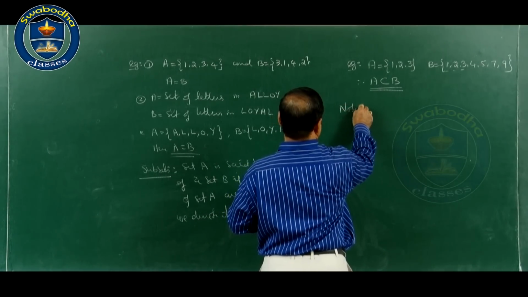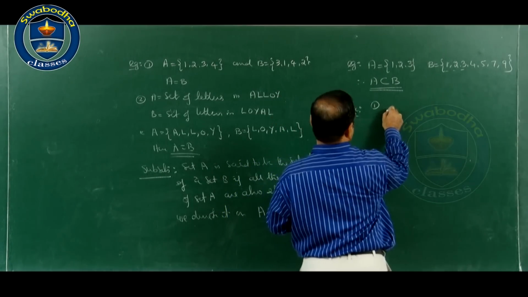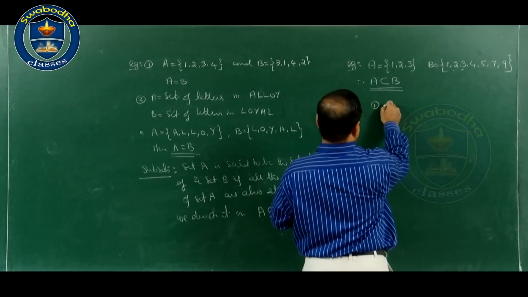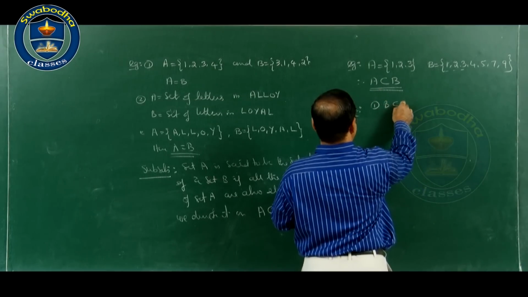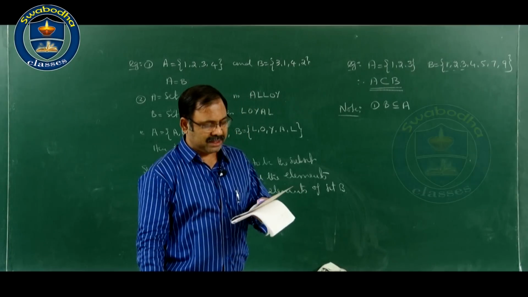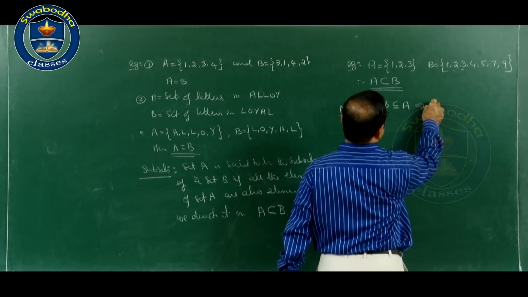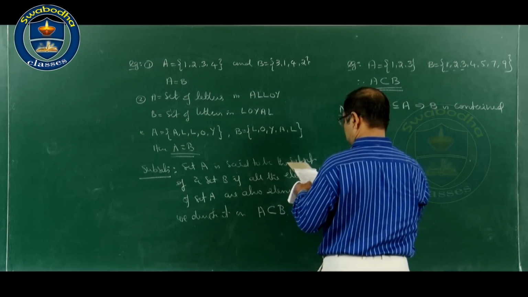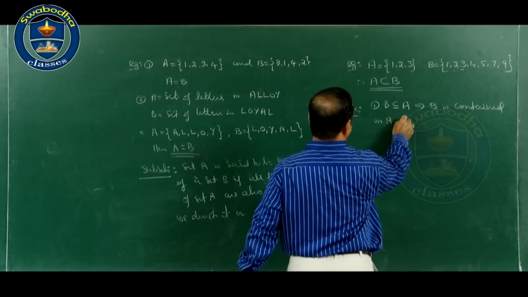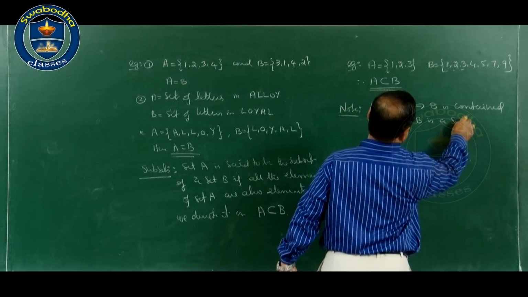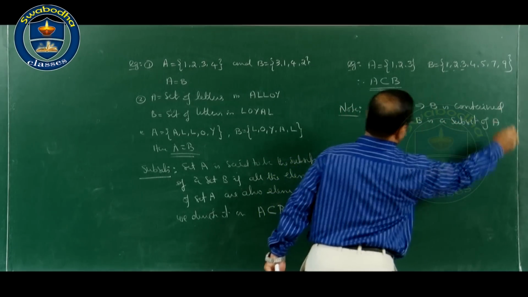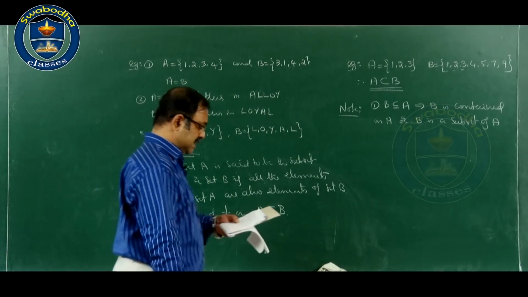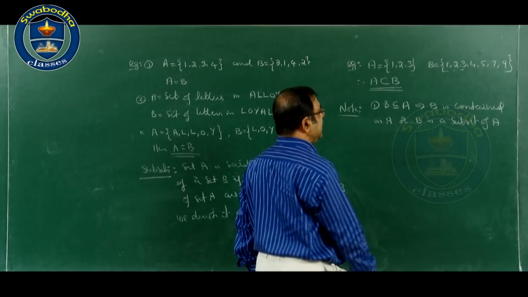Note, see, note first one: A is a subset of B implies, or we take it like this, B is a subset of A, that is, this implies B is contained in A, B is contained in A, or B is a subset of A. B is a subset of A. B is contained in A, or B is the subset of A, or A is a superset of B.